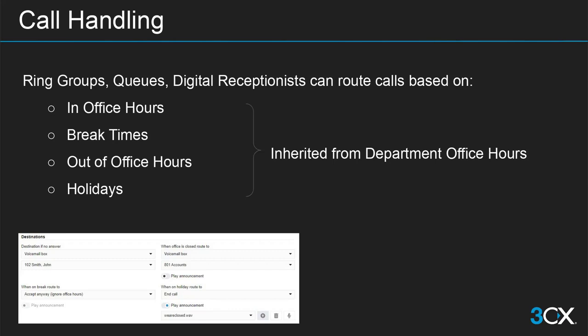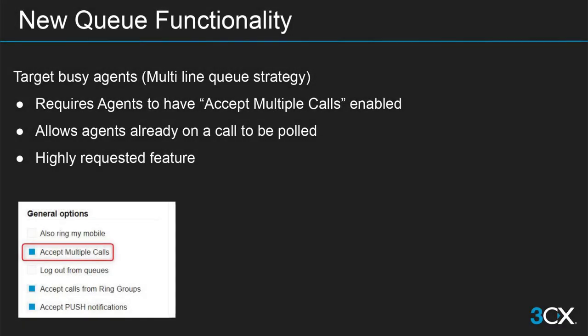You can also route the calls based on breaks. Previously, that could not be possible with the timing of an inbound rule or a SIP trunk. And you can also process the call differently on a holiday as well. You can see the example that we have terminated the call when it's a holiday, but we play an announcement beforehand. Another functionality we have added to the queues is the ability to target busy users.